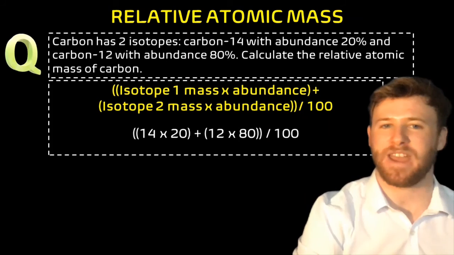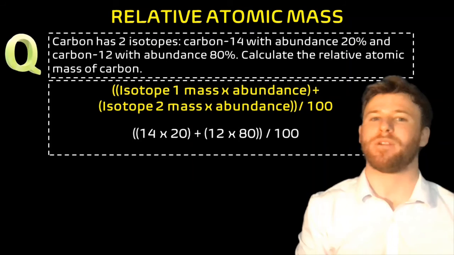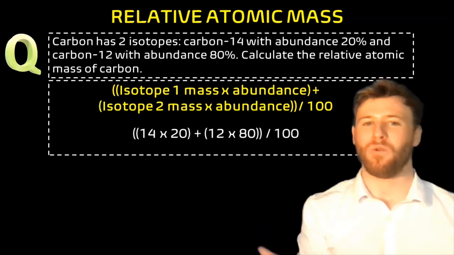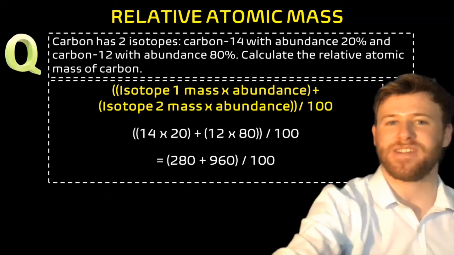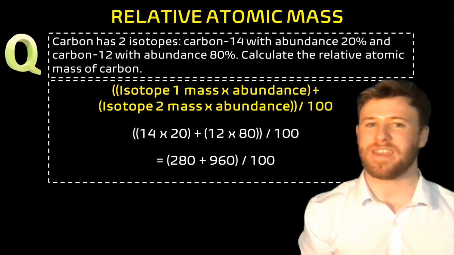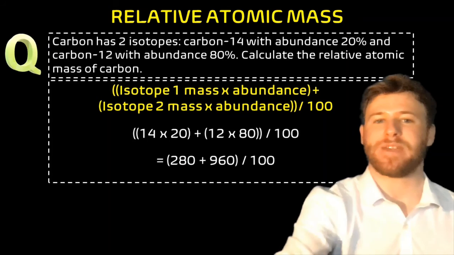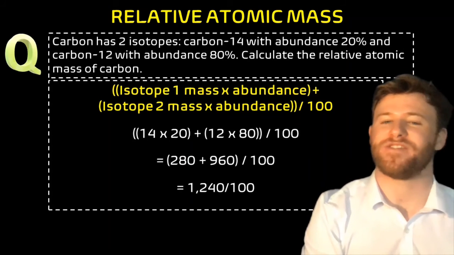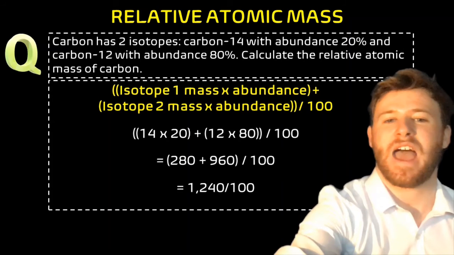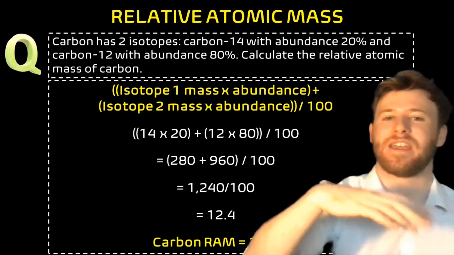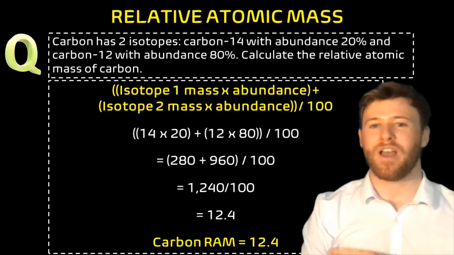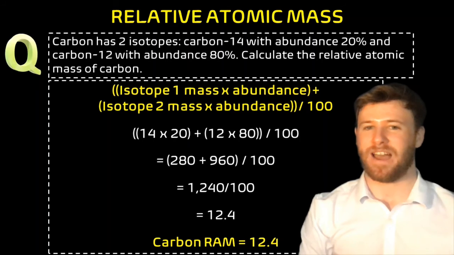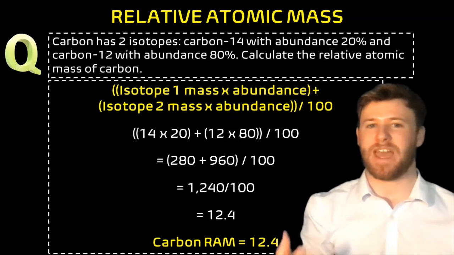So this is our first step here. We can see we've got the 14 times the 20 plus the 12 times by the 80 all over 100. If we go through and put that into our calculator through the next stages, we can see that the 14 times by the 20 gives us 280. The 12 times by the 80 gives us 960. We add those two together to get 1,240 over 100. And finally, if we throw that into a calculator, we get a relative atomic mass for carbon of 12.4, like that. So very, very straightforward steps.